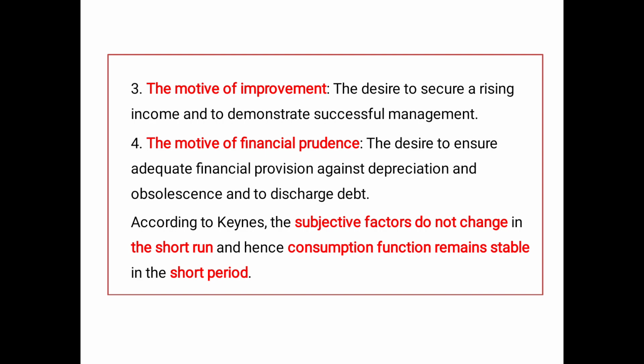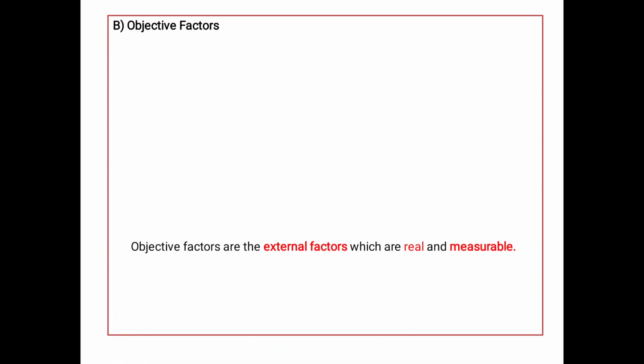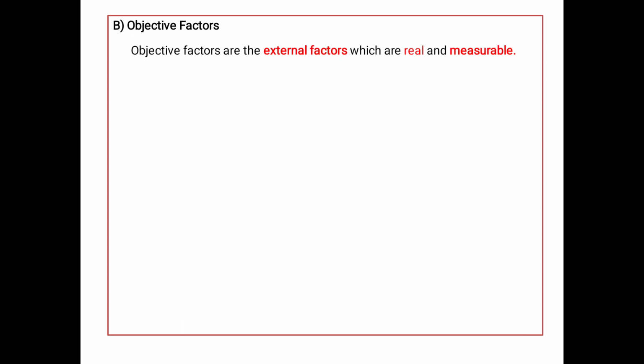According to Keynes, subjective factors do not change in the short run. Hence, the consumption function remains stable in the short run. Next, we are going to see the objective factors. Now let us see what the objective factors are.